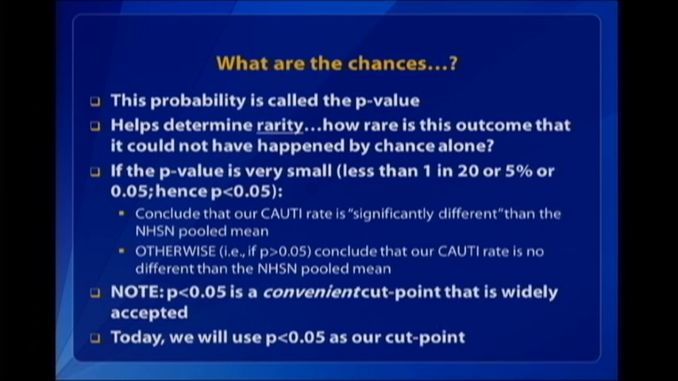Oftentimes in the literature, a p-value of 0.05 is considered the convenient cut point to use. And so we use that at CDC for our reports, our annual reports. So if the p-value is less than 0.05, then we can say that we see a significant difference. Otherwise, if it's greater than 0.05, then we say there is no difference. And that is related to statistical evidence, and that's what that's focused on.